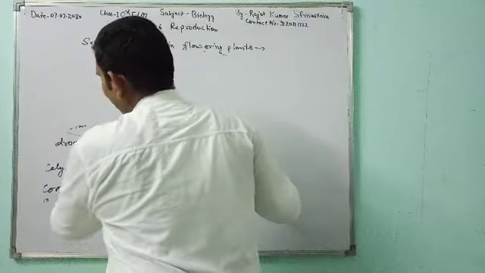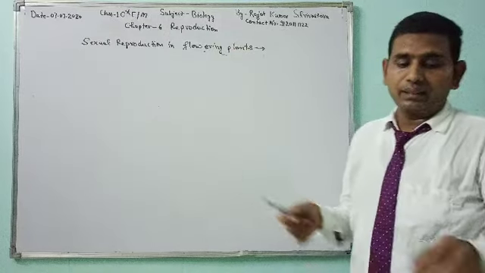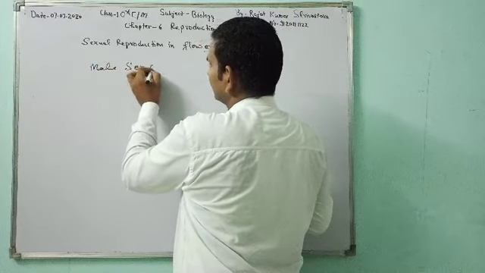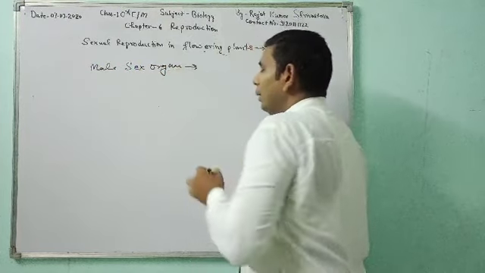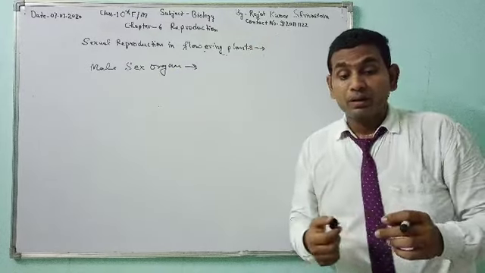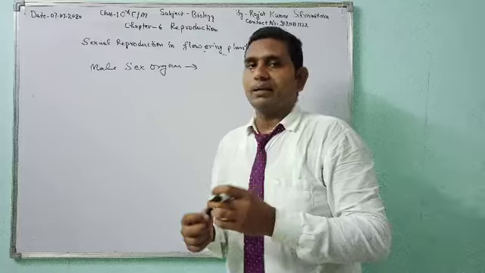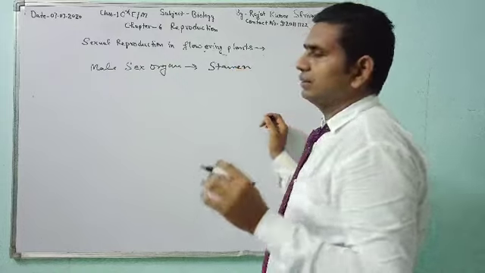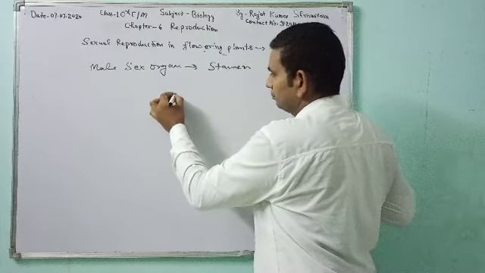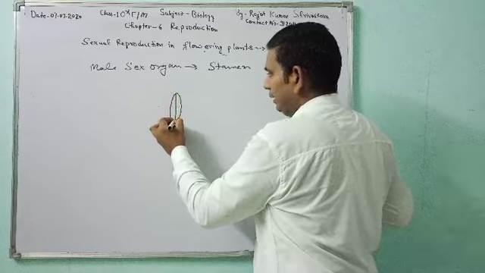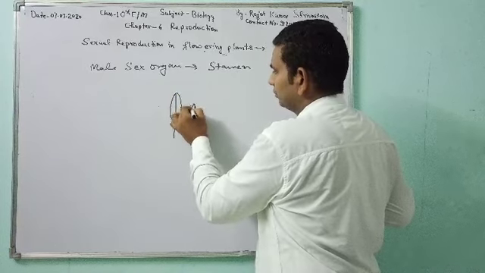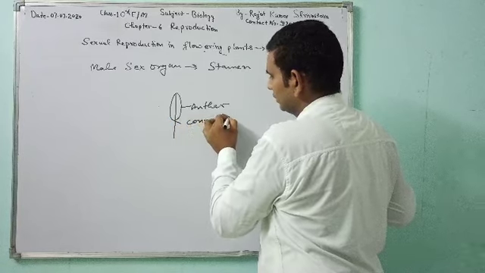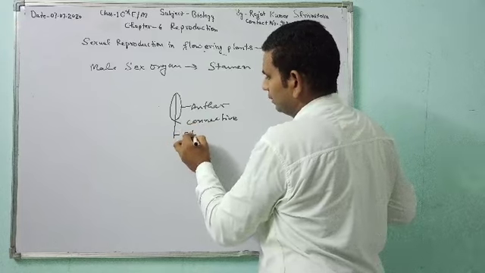So first is the male sex organ. The male reproductive organ is called stamen. Stamen consists of anther, connective, and filament.